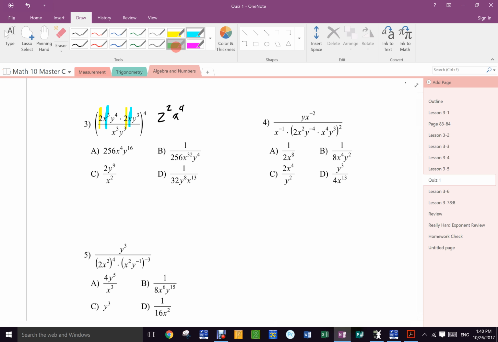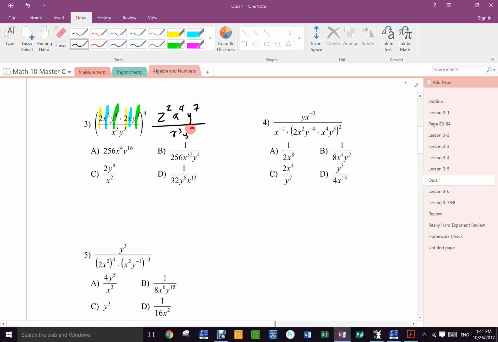What do I do with the y's? Add them to get what? Y to the 7. Not complicated, is it? That's the very first thing on the very first page of exponents we did that you all did well on, yeah? Okay, so now let's go down to the denominator. Do I need to make any changes on the bottom right now?